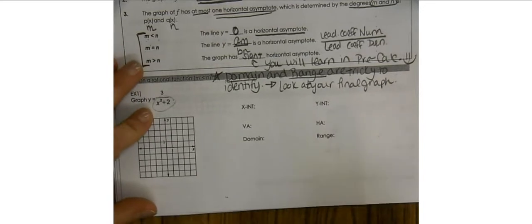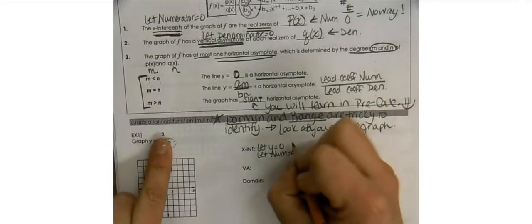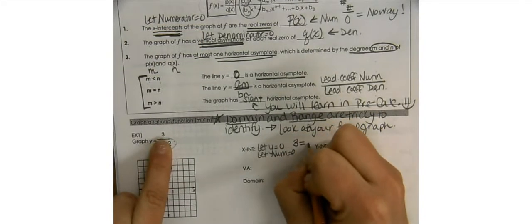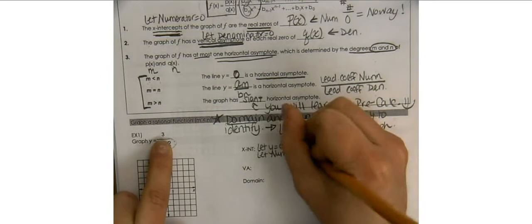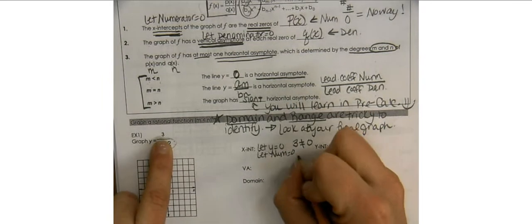All right, so the first thing we're going to do is we're going to identify our x-intercept. And we just discussed that in order for you to identify your x-intercept, we're going to let our numerator equal 0. And that's because whenever we identify our x-intercepts, we're letting y equal 0. So whenever you let y equal 0, we're essentially letting the numerator equal 0. So my numerator in this case is 3, and 3 is supposed to equal 0. But unfortunately, they are different numbers, so therefore we have no x-intercept.